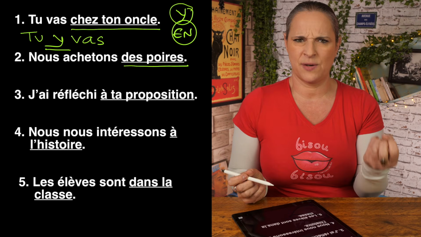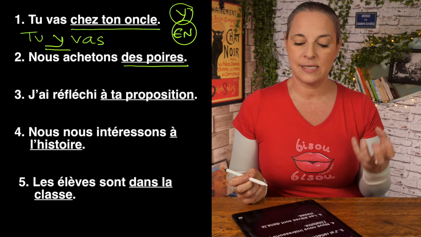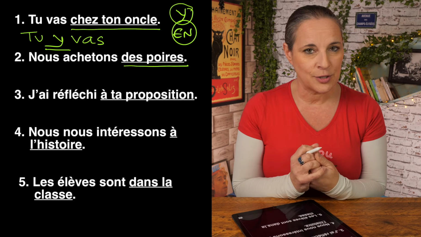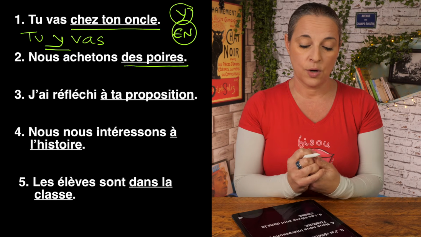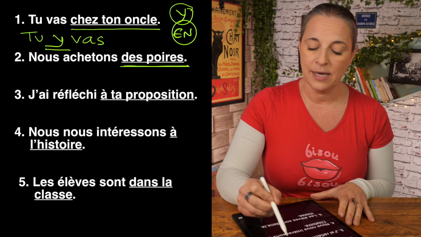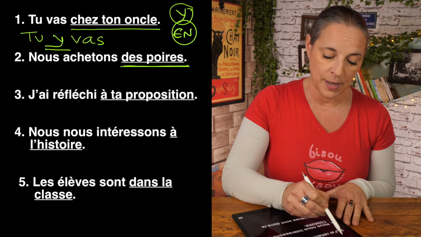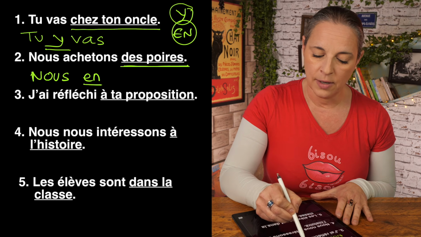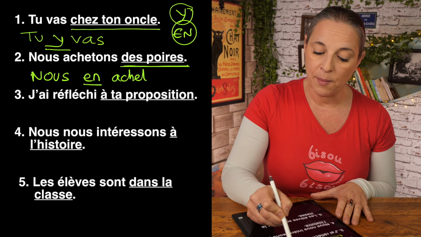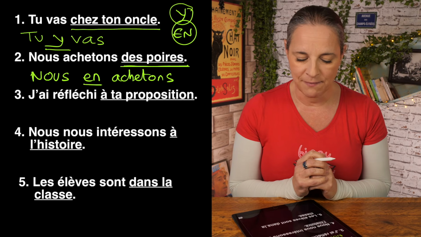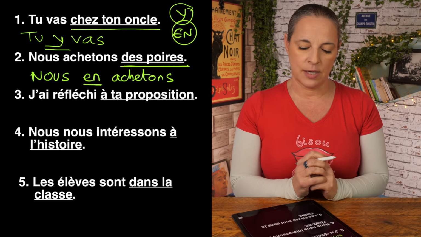If it's referring to some kind of quantity or as a beginning of de, or du, it is very much going to be en. So, knowing that it's a quantity, poires, okay, nous achetons des poires, nous, and then en achetons. We are buying some. Nous en achetons. Okay? Let's have a look at the next one.